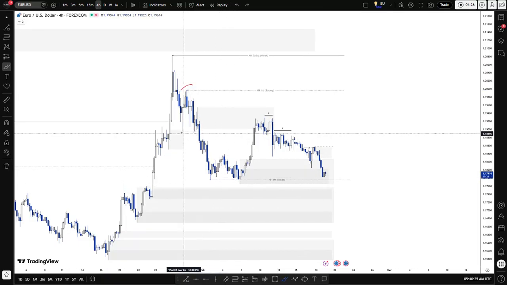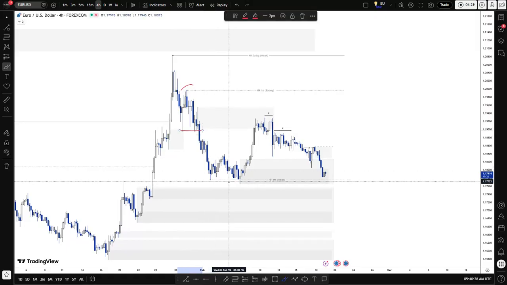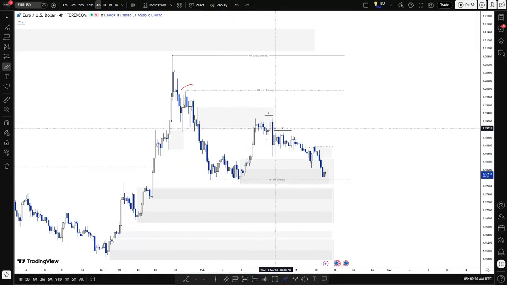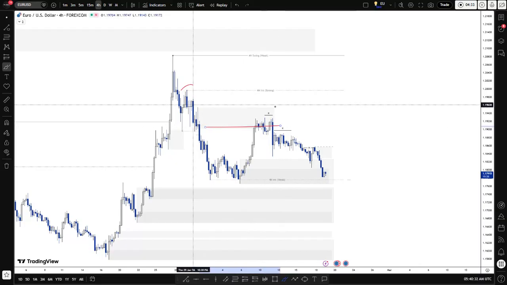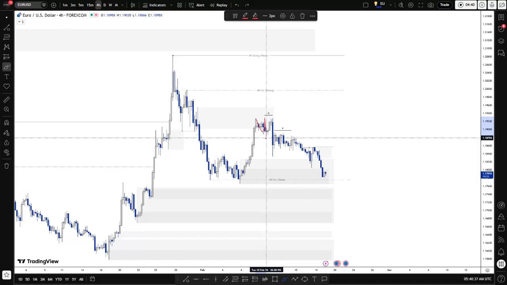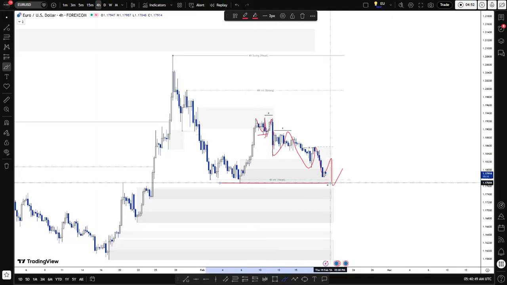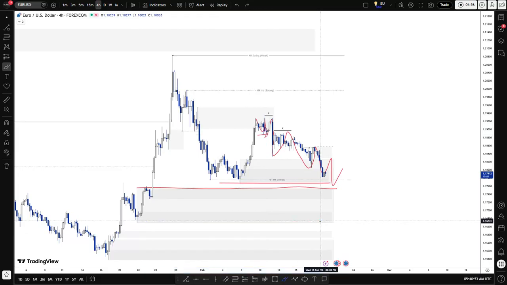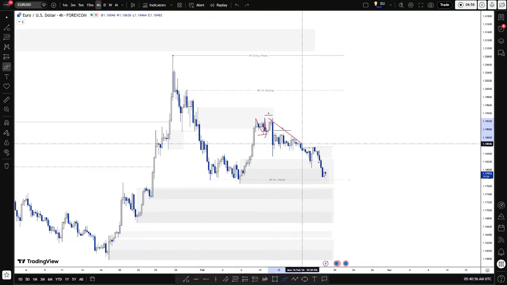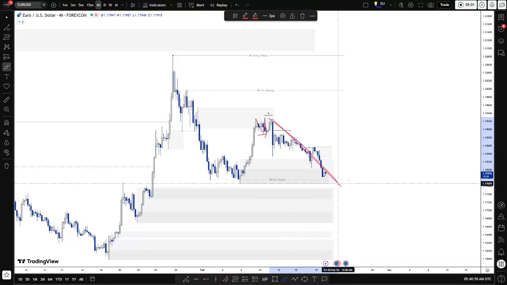So after the internal breakup structure, an internal pullback was expected, which we got. And after price pulled back to the supply that caused the internal breakup structure, we got that order flow shift signaling the end of the internal pullback. And now price has been forming this order flow, which could be respected until price takes out the weak internal low, so that price could also mitigate the daily demand here. The expectation now is to follow and catch the next internal leg.